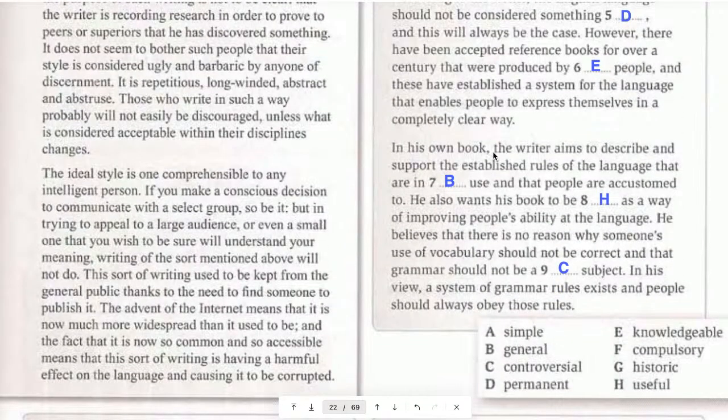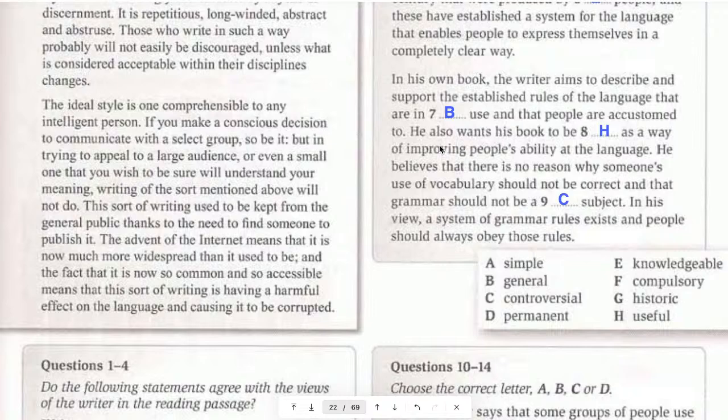All right, now let's move on to the next one. Number 8, right? Đức, can you do it? No? Just try. Read that first. He also wants his book to be useful as a way of improving people's ability at the language. The answer is H.